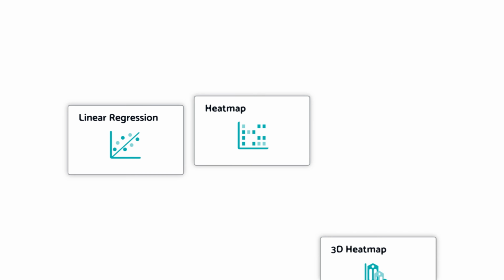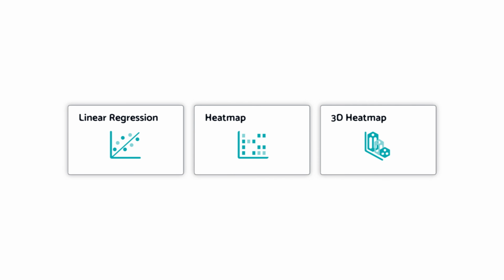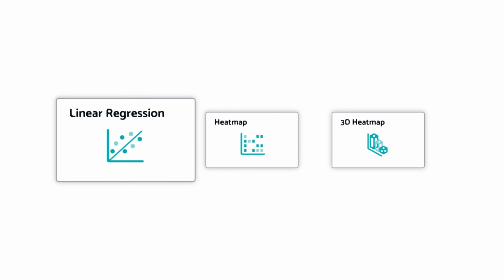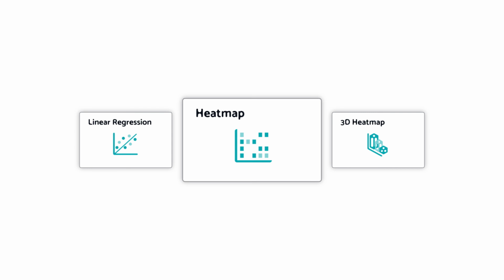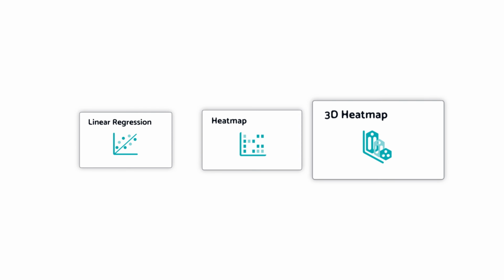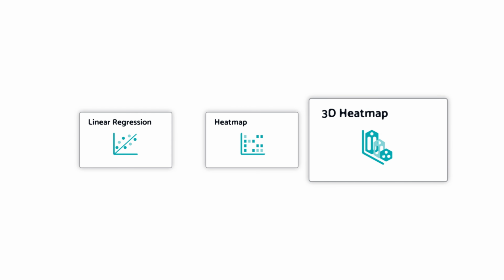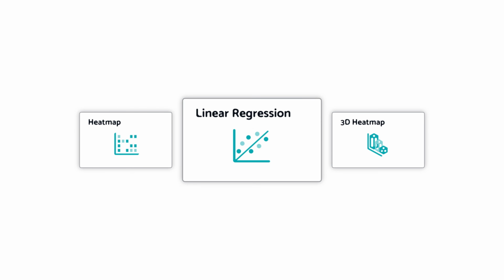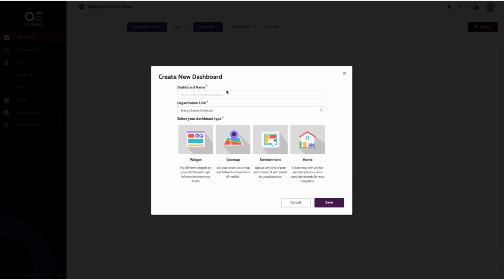We'll guide you through 3 powerful widgets to showcase the impact: a linear regression widget to track energy trends over time, an energy consumption heat map to uncover daily usage patterns, a 3D energy consumption heat map to visualize performance across time and locations. Let's begin by adding a linear regression widget to the dashboard.